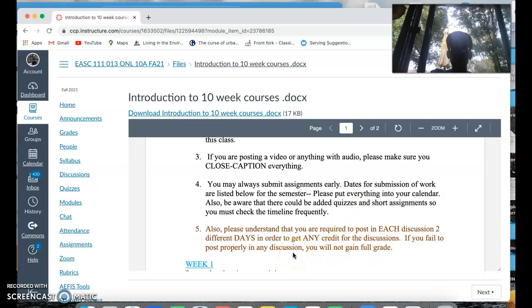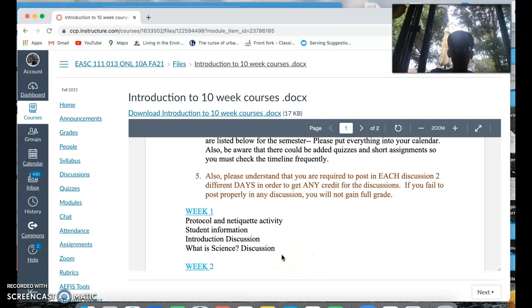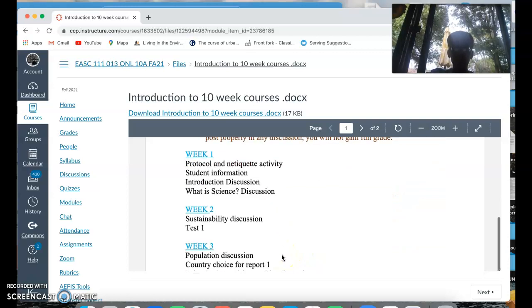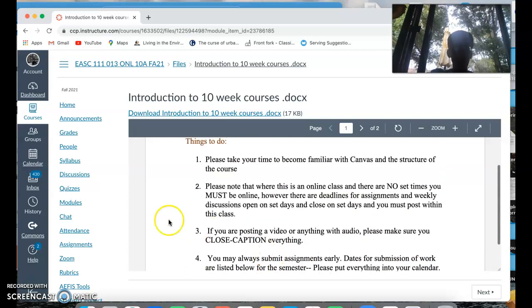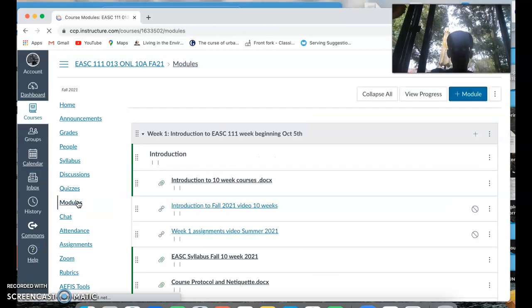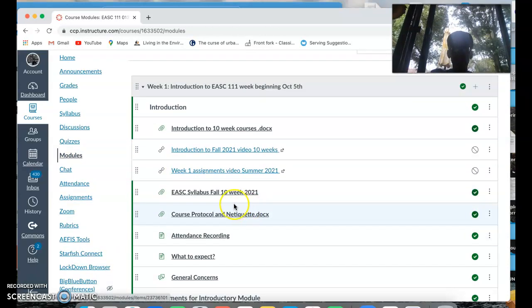Also, please understand that you're required to post in each discussion. Postings need to be over 2 different days if you want to get credit. Okay, and below this is just a summary of what we're doing each week. So if we go back to modules, the second thing that is listed is basically the syllabus.